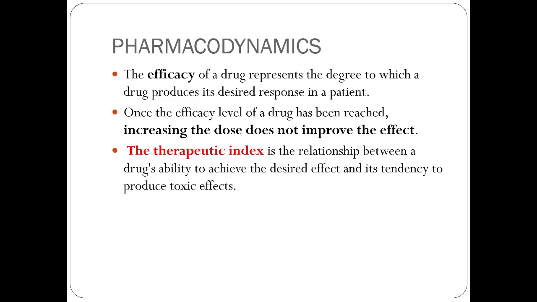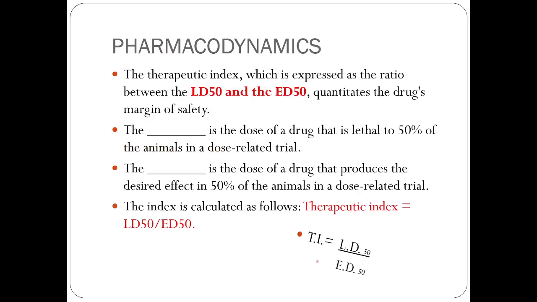we can't improve on that. The therapeutic index is the relationship between a drug's ability to achieve that desired effect and its tendency to produce toxic effects. So I'm going to take more of that drug because I want more of an effect. Well, now I can get a toxicity. The therapeutic index, this is a ratio, okay? It's a ratio between LD50 and ED50.